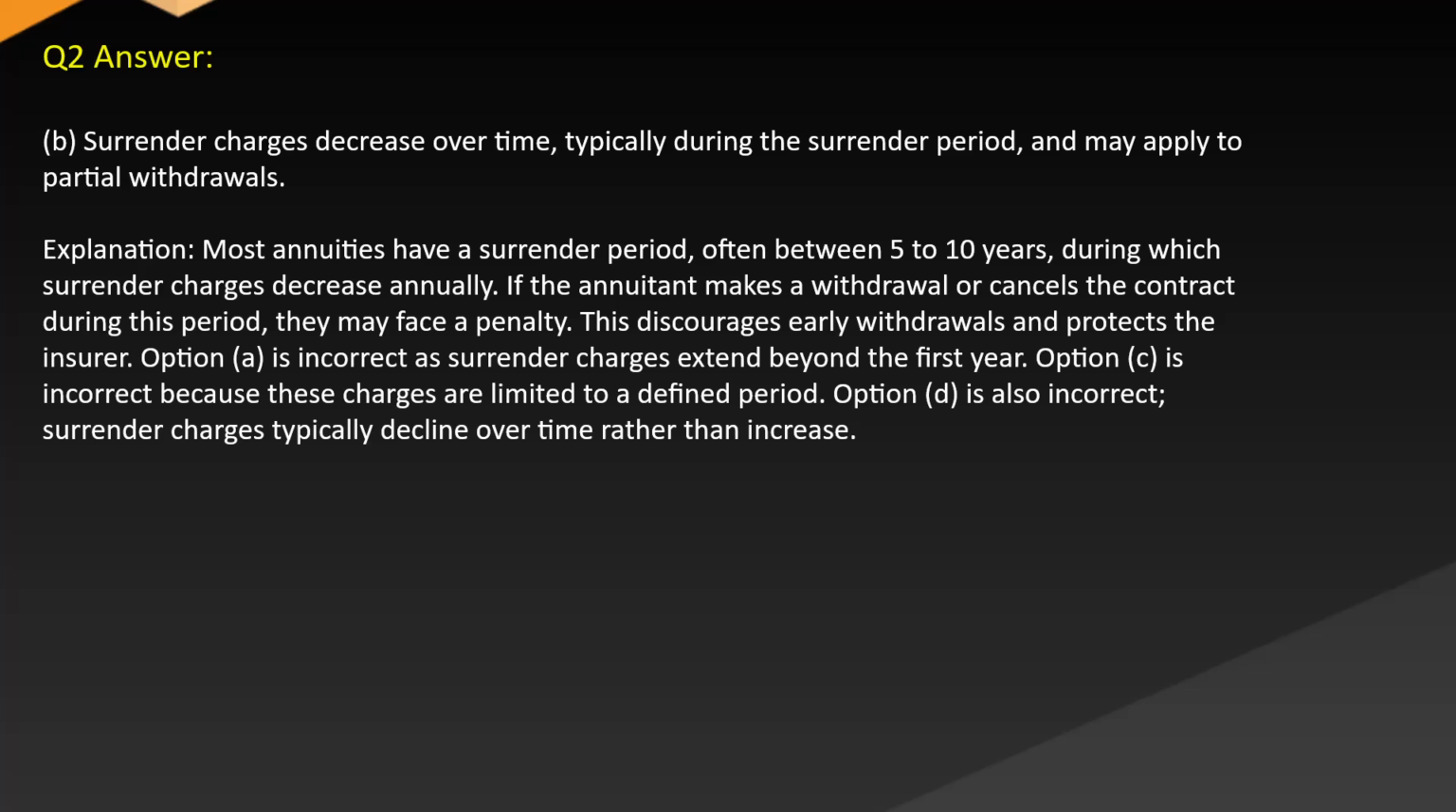Option A is incorrect as surrender charges extend beyond the first year. Option C is incorrect because these charges are limited to a defined period. Option D is also incorrect as surrender charges typically decline over time rather than increase.